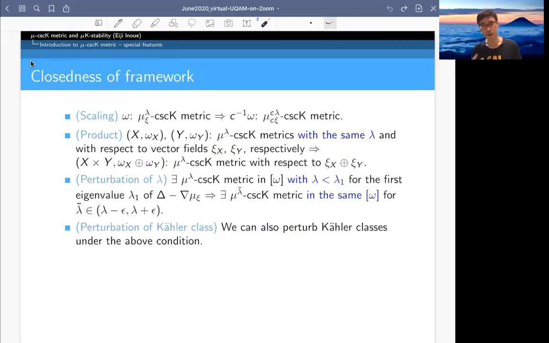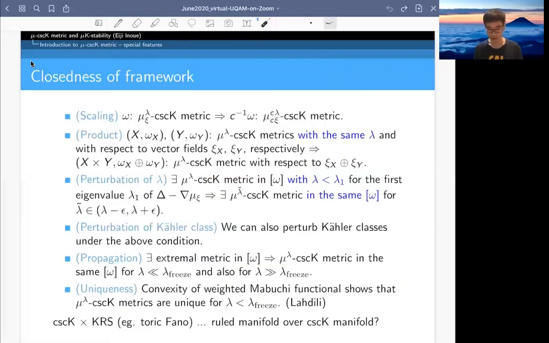And we can also perturb lambda if the mu lambda cscK metric satisfies this condition, where lambda 1 is the first eigenvalue of this Witten Laplacian, which is always positive. So we can always perturb the mu lambda cscK metric in the same Kähler class if lambda is non-positive. And we can also perturb the Kähler class. So it means the existence of a mu lambda cscK metric in a given Kähler class implies the existence of mu lambda cscK metrics around the given Kähler class.